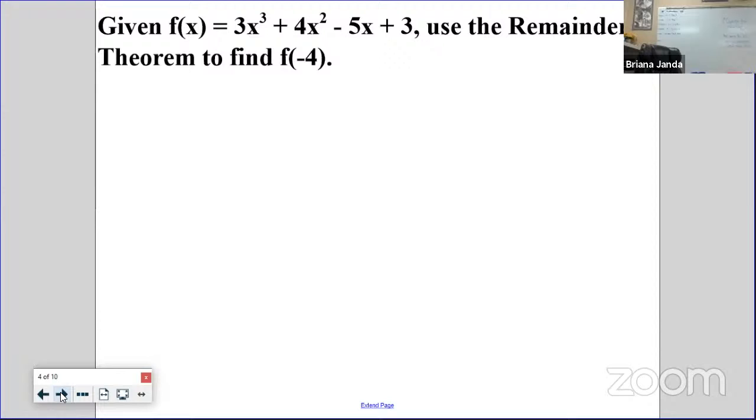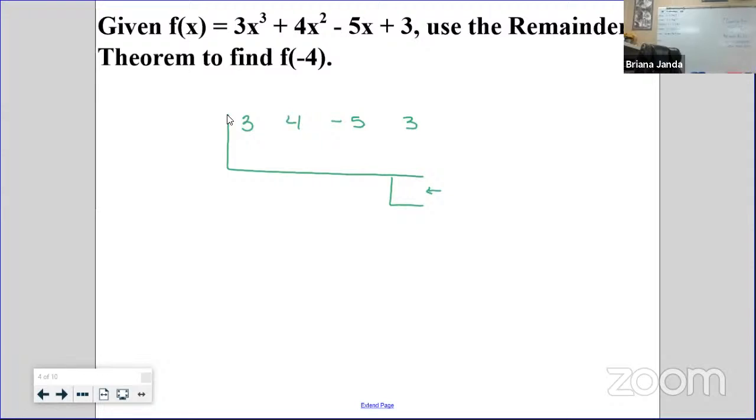So let's look at this question carefully. Given that our function is f of x equals 3x cubed plus 4x squared minus 5x plus 3, use the remainder theorem to find f of negative 4. So f of negative 4 initially tells me to plug in negative 4, but then I have to go figure out what negative 4 cubed is and multiply that by 3, and it ends up being really big, ugly numbers. And so the remainder theorem also tells me that I can just do synthetic division, and my answer will end up being whatever I get for my remainder.